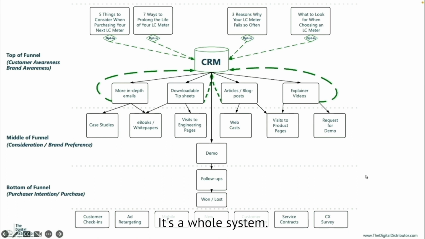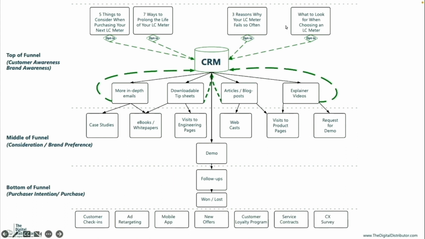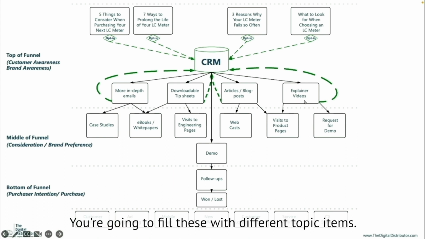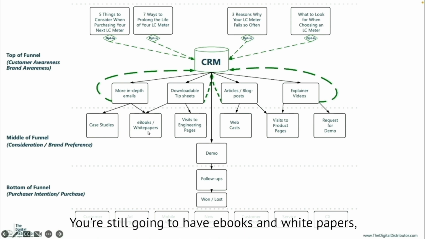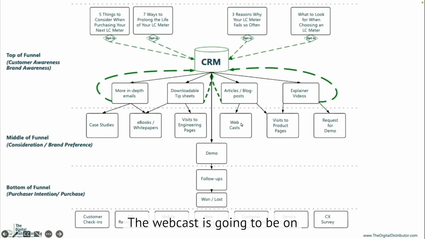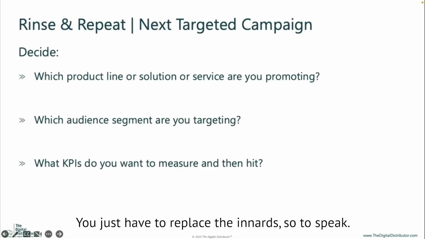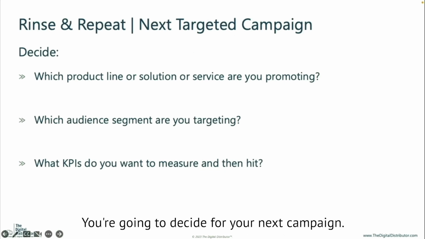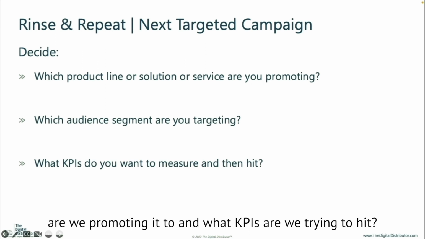It's a whole system. All you need to do is replace what's in here. You're going to change these out. You're going to fill these with different topic items. You're still going to have case studies, but they're going to be about something different. You're still going to have ebooks and white papers, but they're going to be about something different. The webcast is going to be on whatever it is that you're promoting. All of these bones are built out. You just have to replace the innards, so to speak. You're going to decide for your next campaign, what is it that we're promoting? What audience segment are we promoting it to? And what KPIs are we trying to hit?